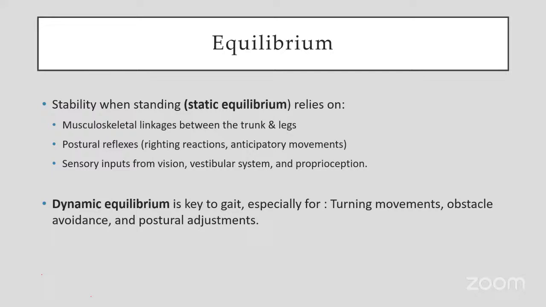So there is labyrinthine righting reflex, which is mainly for maintaining the position of the head. Then there is neck righting reflex, which maintains the position of the neck on the body. Then there is body righting reflex and visual righting reflex. And there are two other, those are anticipatory and the postural or protective postural response.